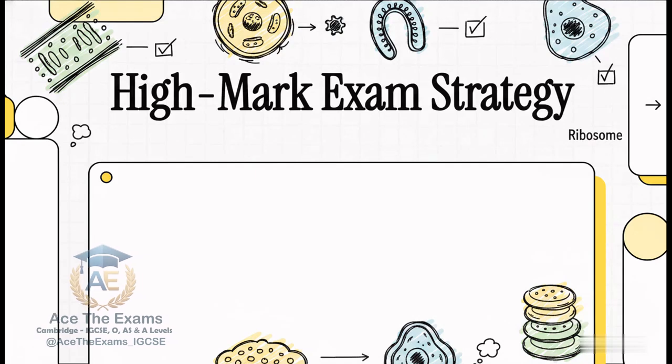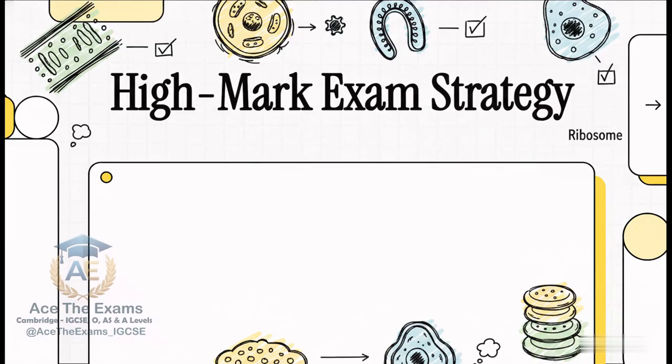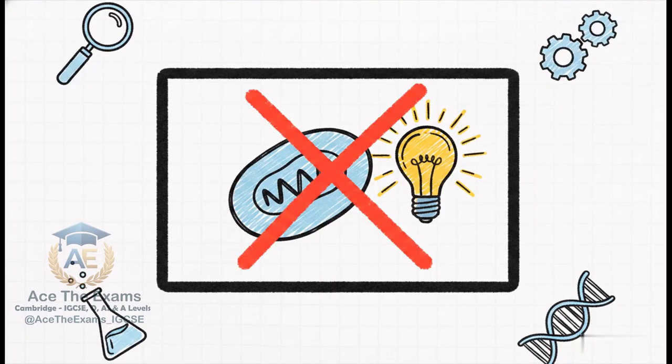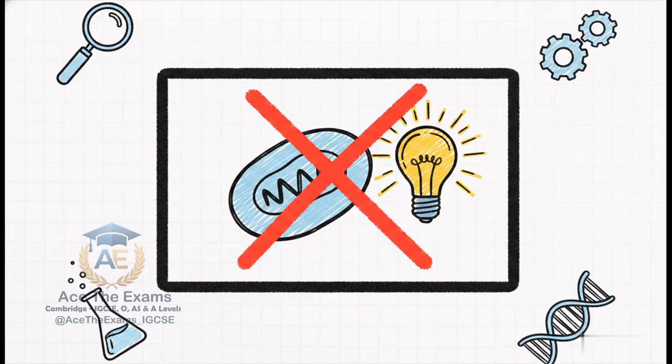Okay, welcome to this explainer. Today, we are diving straight into the high-mark exam strategy for eukaryotic cell organelles. So let's kick things off with a pretty harsh reality. Most students end up throwing away easy marks on this topic, but stick with me, because by the end of this, you definitely won't be one of them.